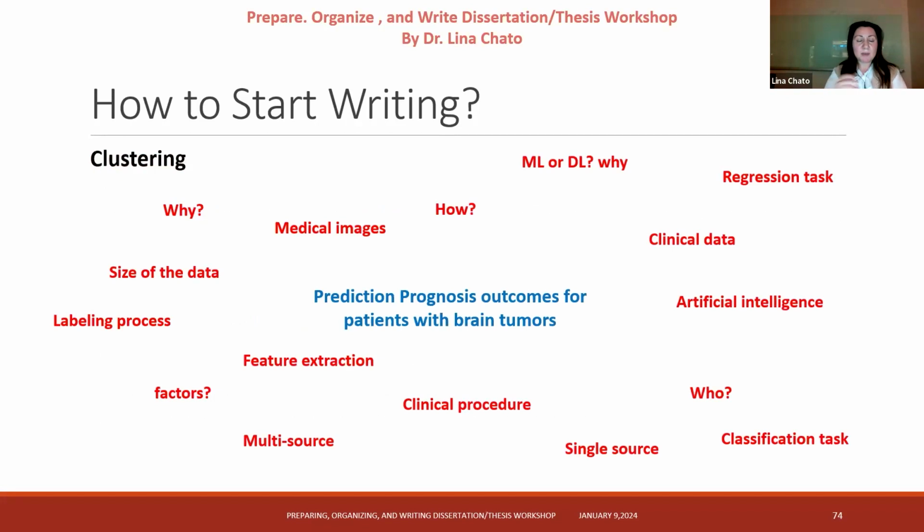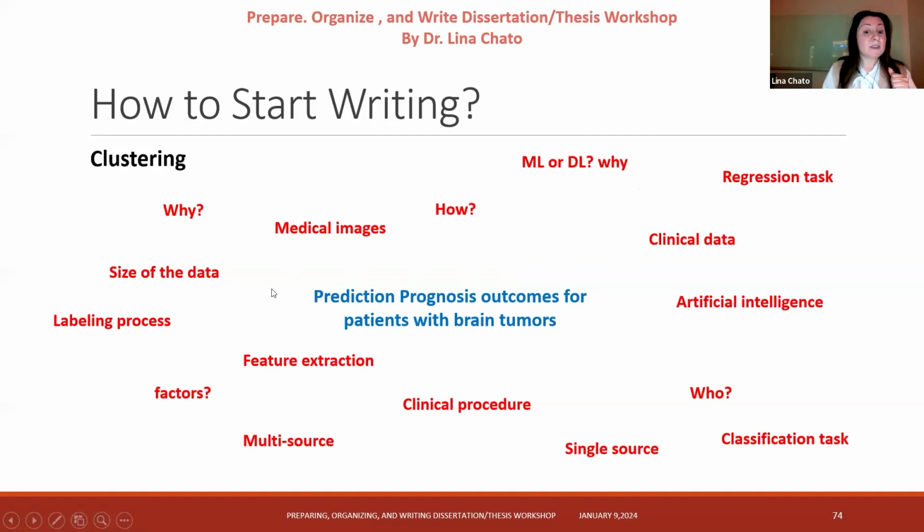Let me give you an example. This is my dissertation topic. This was my dissertation topic actually for my PhD. So you can see my main idea is predicting prognosis outcomes for patients with a brain tumor. I am in engineering. I'm a machine learning person. So when I say predicting, that means I will use one of the methods to predict. These methods are based, for example, on artificial intelligence. But which one? Machine learning or deep learning? Why do I need to use this or this?